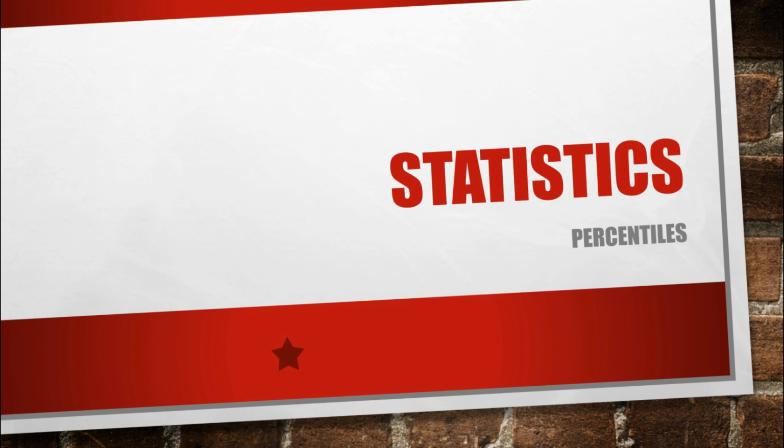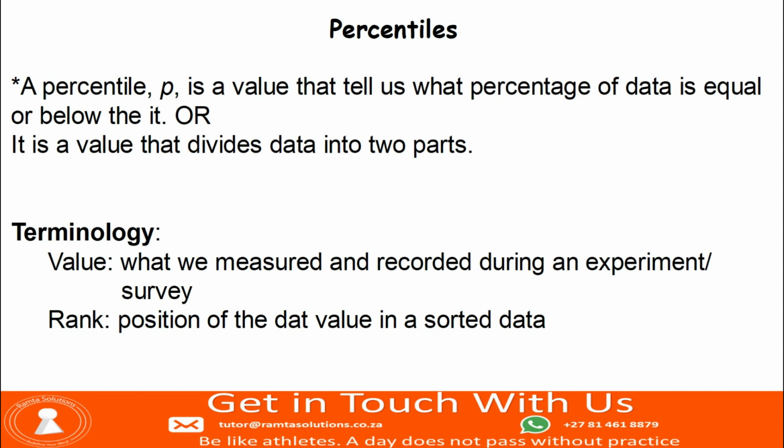Today we are looking at percentiles. So what are percentiles? Percentiles basically come from the word percentage. A percentile is a value that tells us what percentage of data is equal to or below whichever value we will be giving you. Another definition, which I prefer, is that it is a value that divides data into two parts.